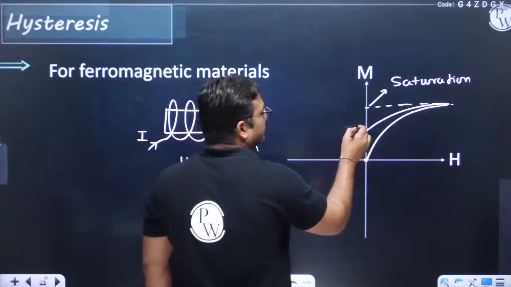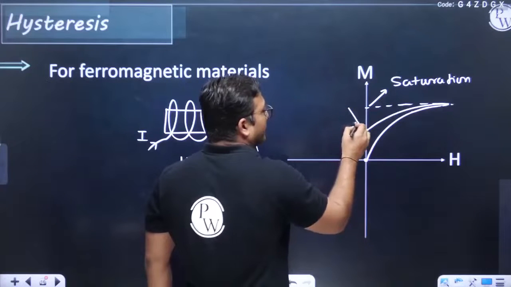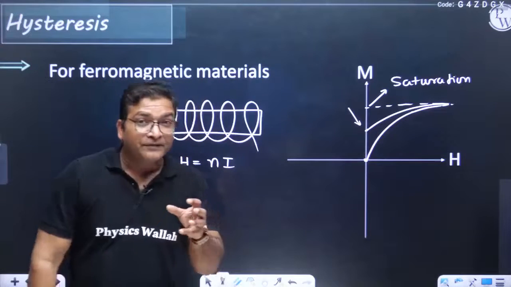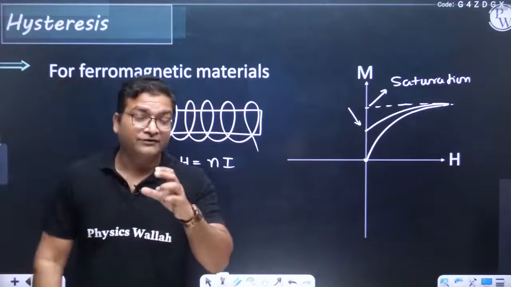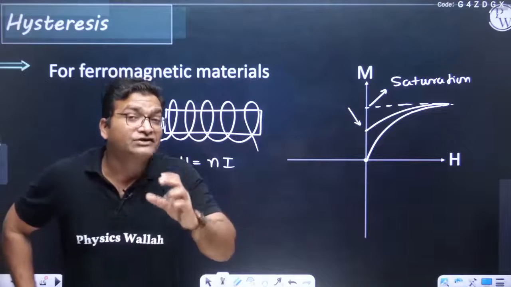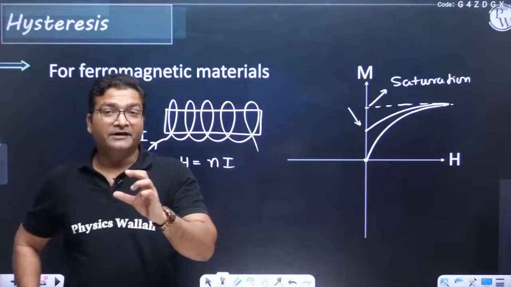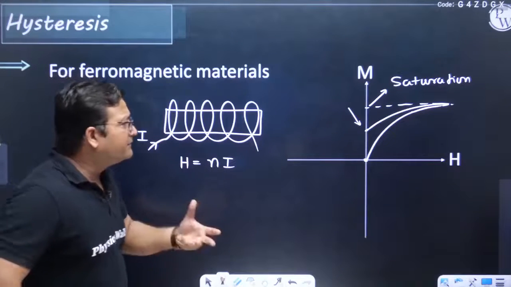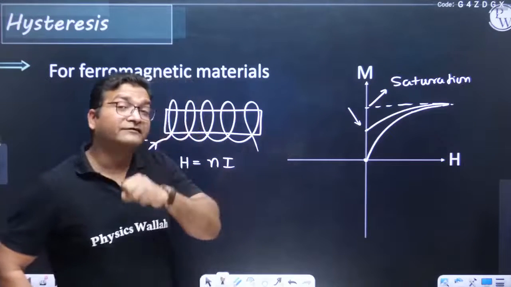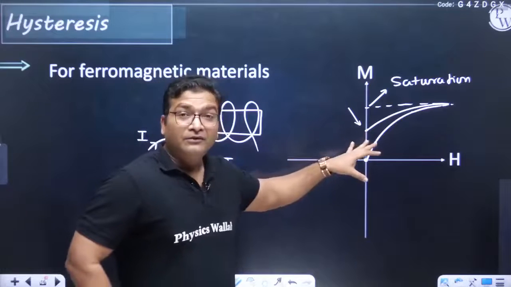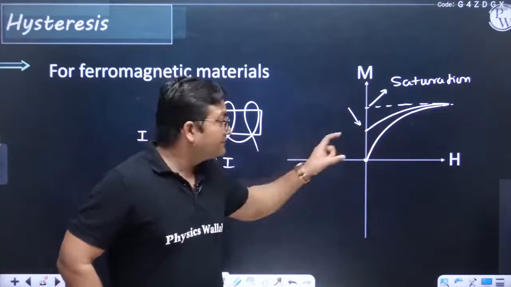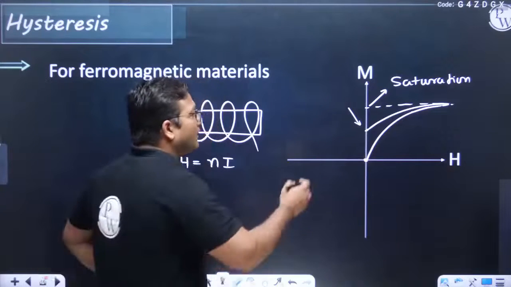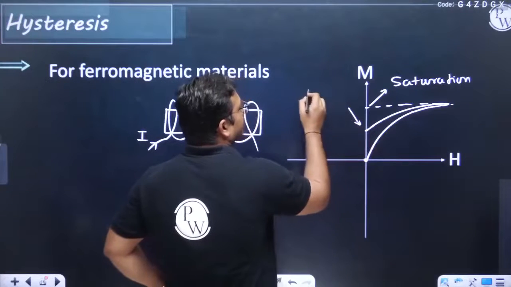This property of memory, this property that the flux or the magnetization that remains inside the material, is called hysteresis. It reminds us that we applied some magnetic field and now that is made 0, but still we see that some magnetization is left. This is called retentivity.